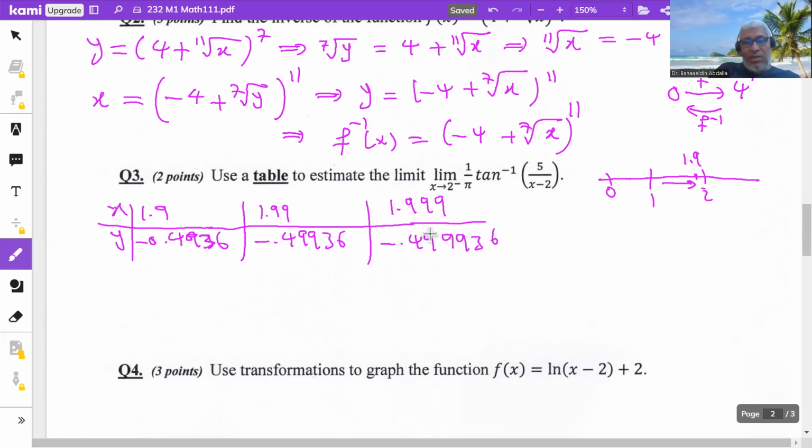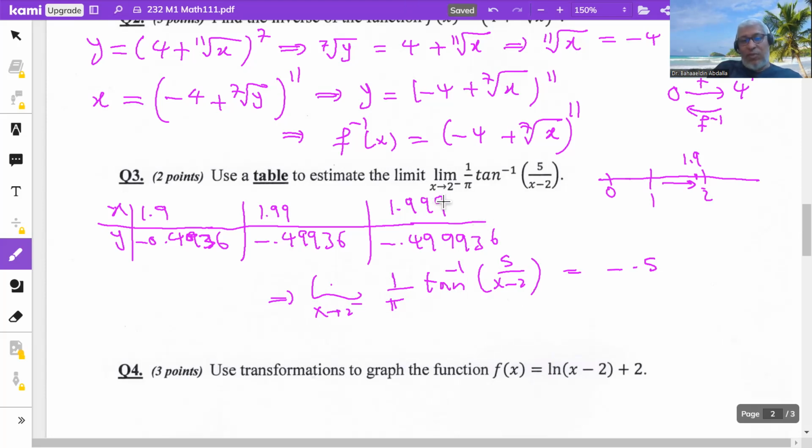Is this number becoming closer to a known number to you? What is negative 0.49999? It's in fact negative 0.5. So finally, from this table, I understand that the limit of 1 over pi tan inverse of 5 over x minus 2, when x approaches 2 from the left, is negative 0.5.